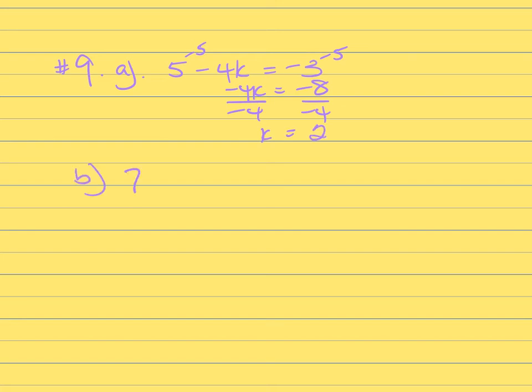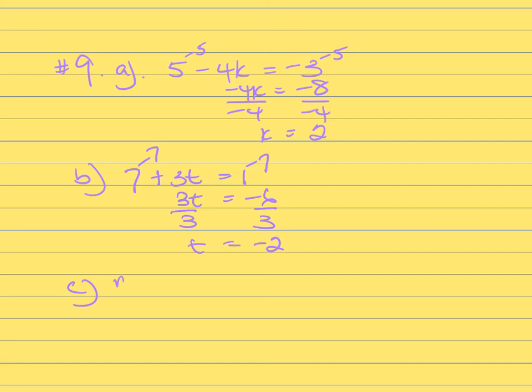Number 9. A. They want us to solve the equations. 5 minus 4k equal minus 3. Minus 5 from both sides. We'll get that minus 4k is equal to minus 8. Divide both sides by minus 4. K is equal to 2. B. 7 plus 3t equal 1. Minus 7 from both sides. We'll get that 3t is equal to minus 6. Divide both sides by 3. T is equal to minus 2.